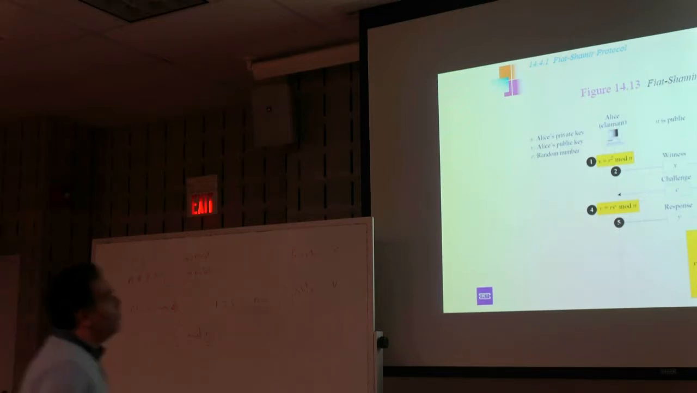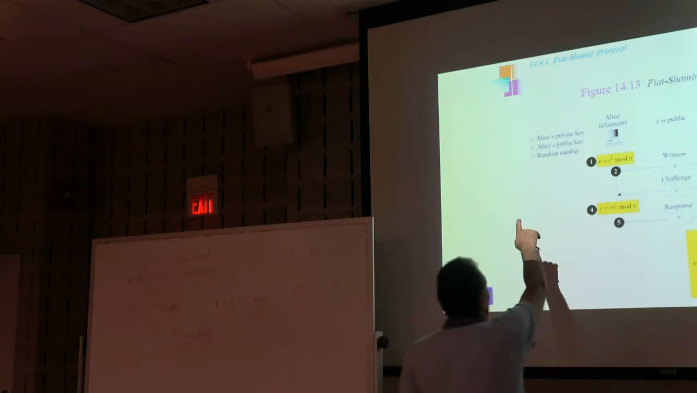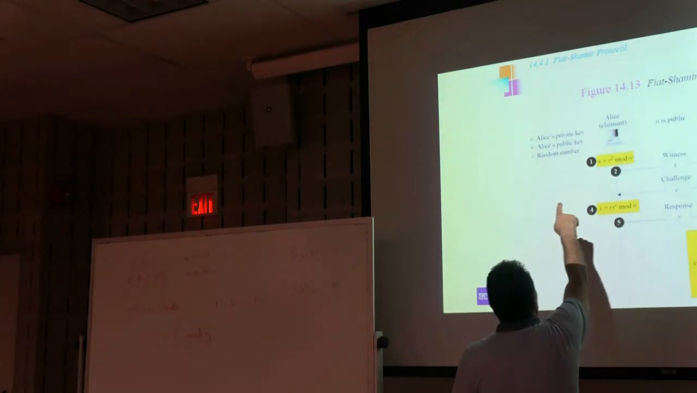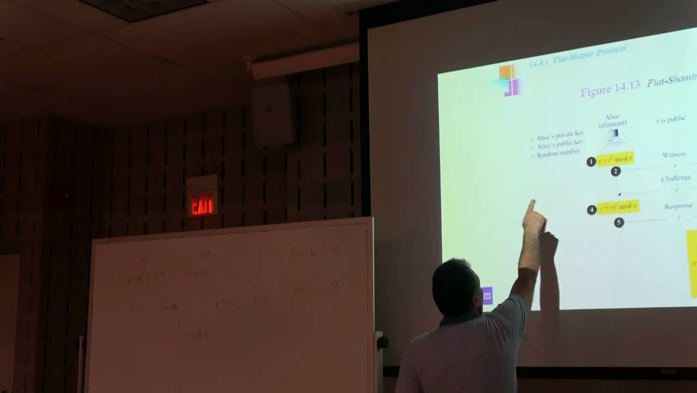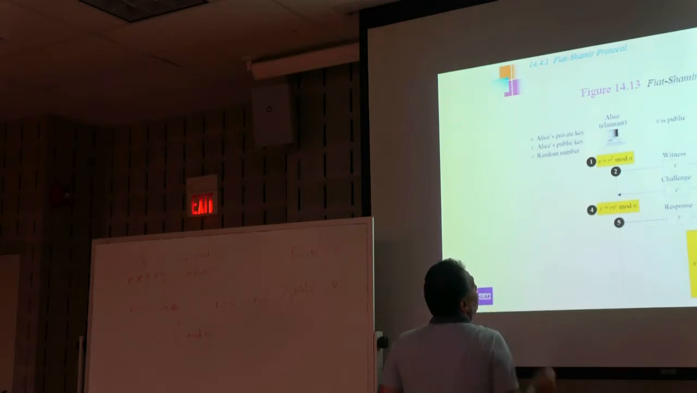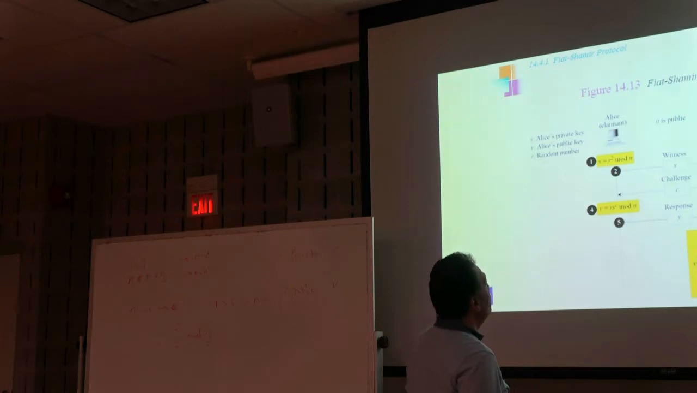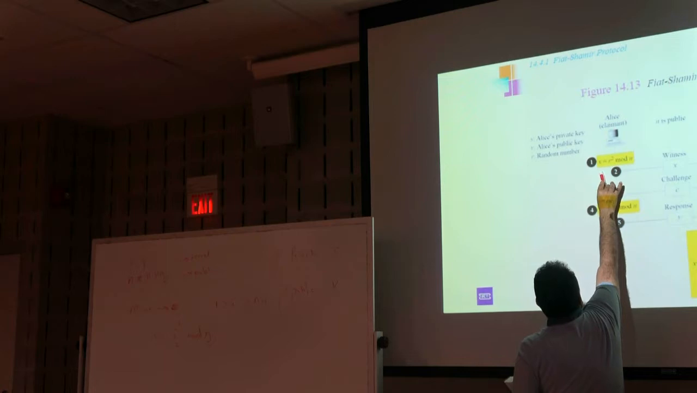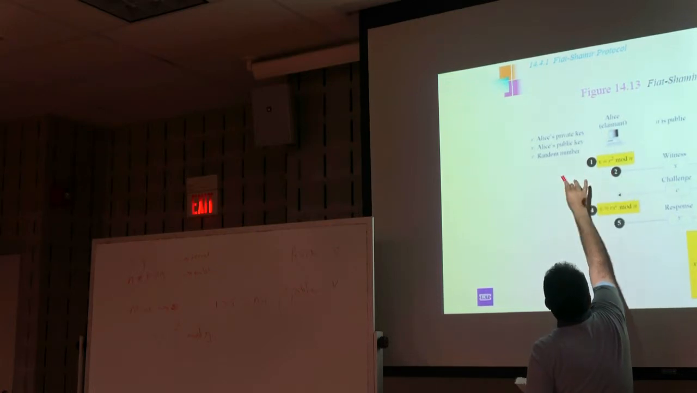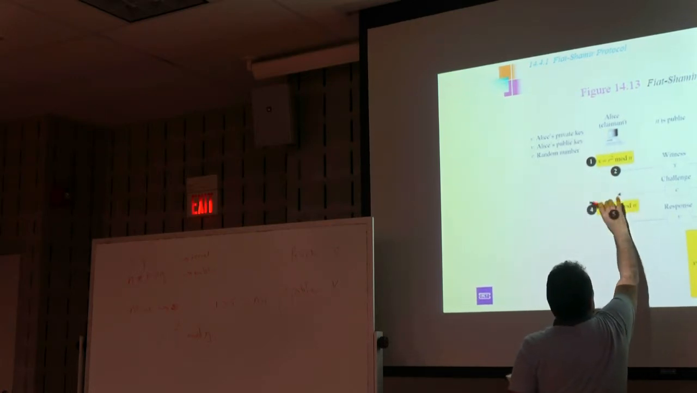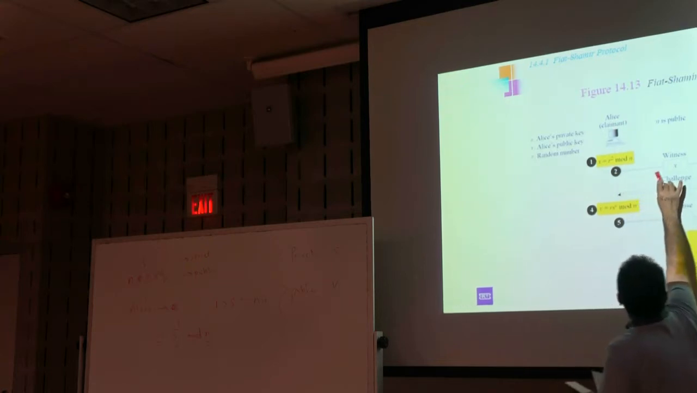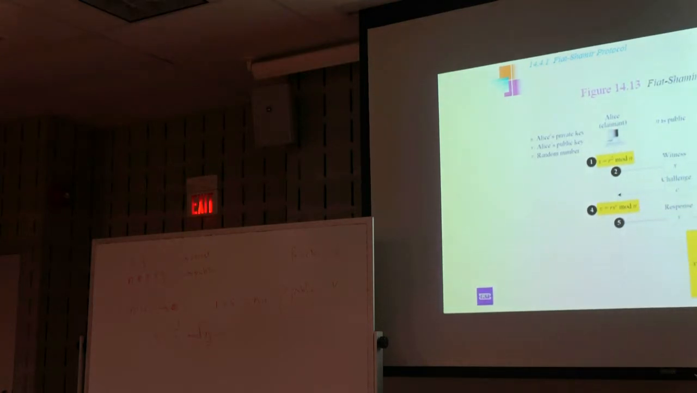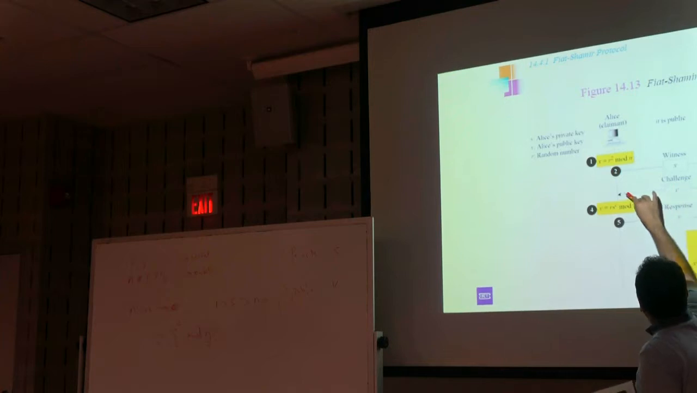So when you look in here, what happens? Alice's S will be the private key, V will be the public key, and R is a random number. It starts with step number 1. What's step number 1? It will calculate X equals R squared, a random number, mod n. We call this a witness. It will be sent to Bob. Bob will pick a challenge C and send it to Alice.